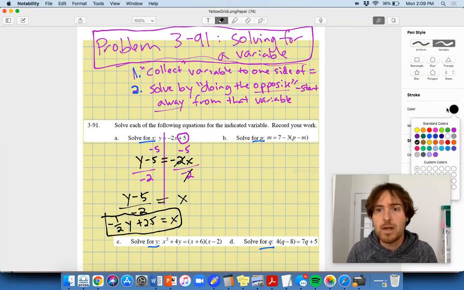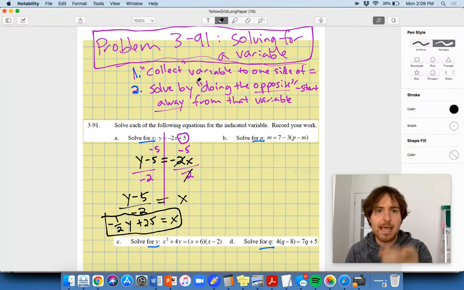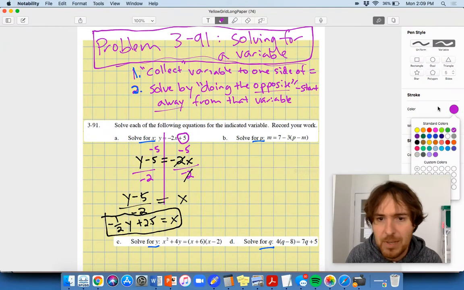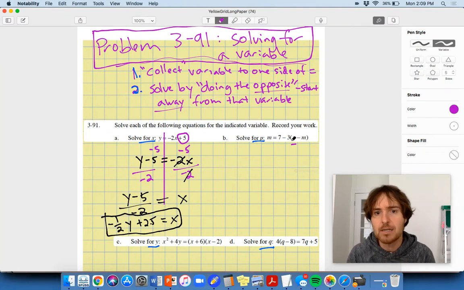Okay, so let's check this one out here. Let's go back to my solving steps. Collect variable to one side of equals. I've got to solve for p. Let's find p in here. I've got p right here. Is that the only p? Am I already collected to one side of equals? Yeah, there's no p on the other side of equals here. So we're good to go there. Now I need to solve by doing the opposite. Start away from that variable. And sure, I can just do that right now.